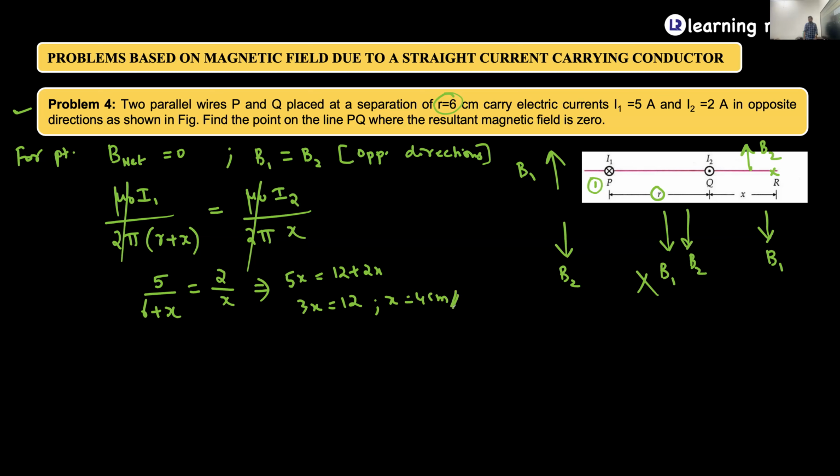So you can report the answer saying that 4 centimeters from the second conductor or 10 centimeters from the first conductor, on the right of them, is a point where the magnetic field is 0.